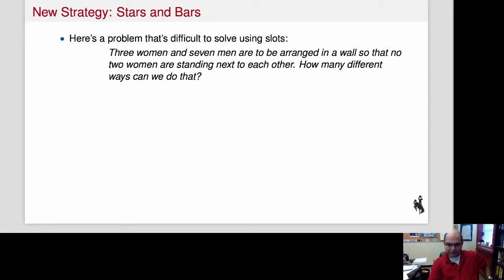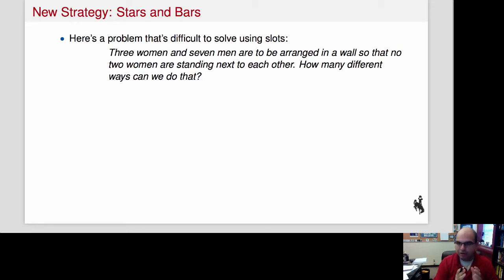And what we have is 3 women and 7 men, and we're going to arrange them in a wall, and then there's some kind of rule that says that 2 women cannot stand next to each other. Okay, so this is the kind of thing that people in protocol worry about, right? How to set up some people around a table or something, and then there's some kind of constraint. Okay, so how many ways can we do that?